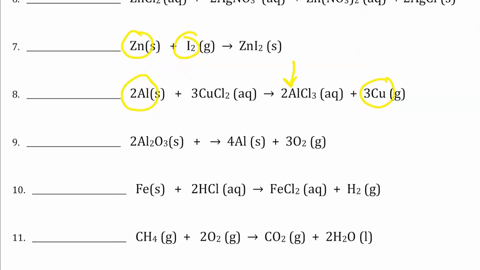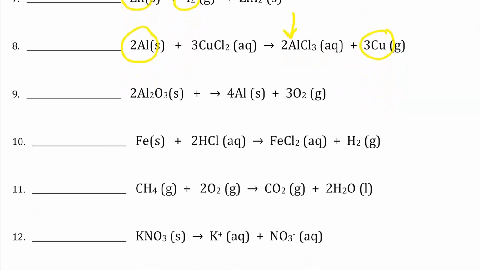Now, number 9 is an example of a decomposition, but it's also a redox reaction because I've got what? Standalones. Okay? Number 10 is a single replacement. And guess what I got? Standalones. Number 11 is a combustion reaction, but it's also a redox reaction. Why? You said it. A standalone. Even though oxygen's bonded to itself, it's still an element. So even though 11 is combustion, it's an example of a redox.